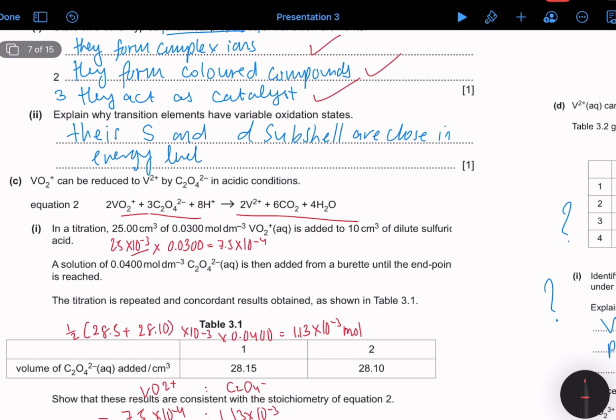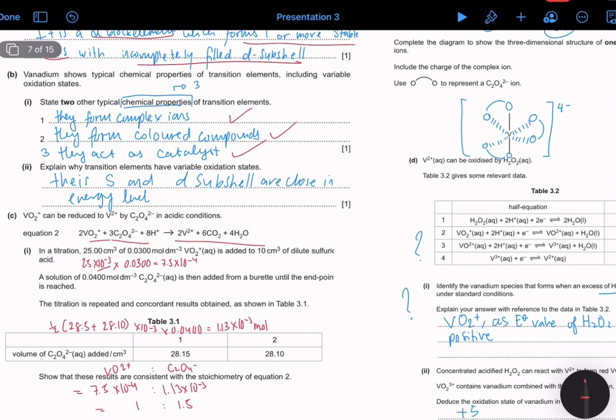So again, we can apply the same stuff, right? Just times it by half the different values, so you get the mean, alright? The mean of the volume of C2O4 2- added, and you convert it to decimeter cube, times it by the concentration, and you have the amount of mole. And yeah, you just do the ratio, 7.5 times 10 to the power of negative 4, and 1.13 times 10 to the negative 3, that would be 1 to 1.5.